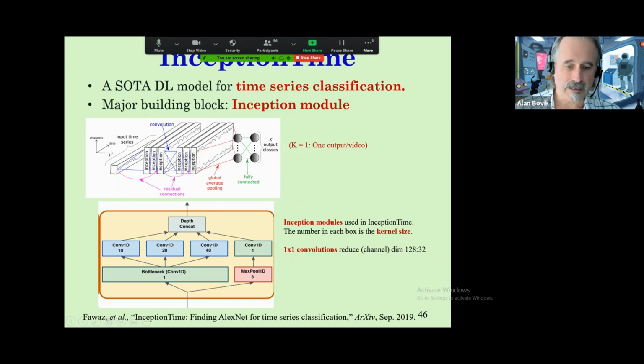This shows a basic inception module. If you haven't seen those, it's like a deep net, except you have these parallel channels where you have max pooling and one-by-one convolution to reduce channel dimensions. And this is the basic inception model that's used inside here.